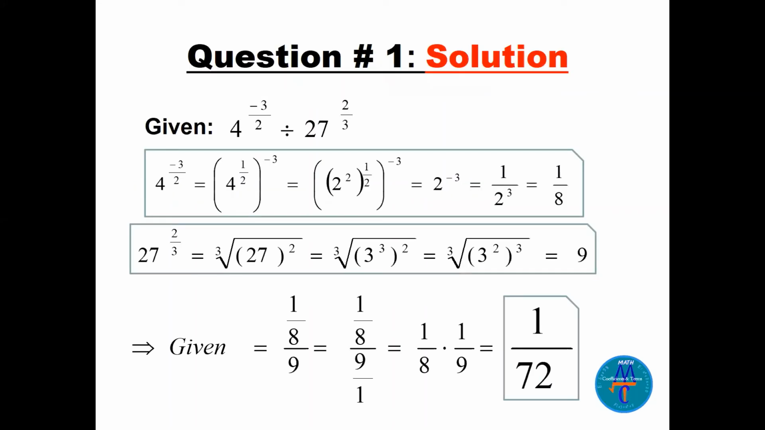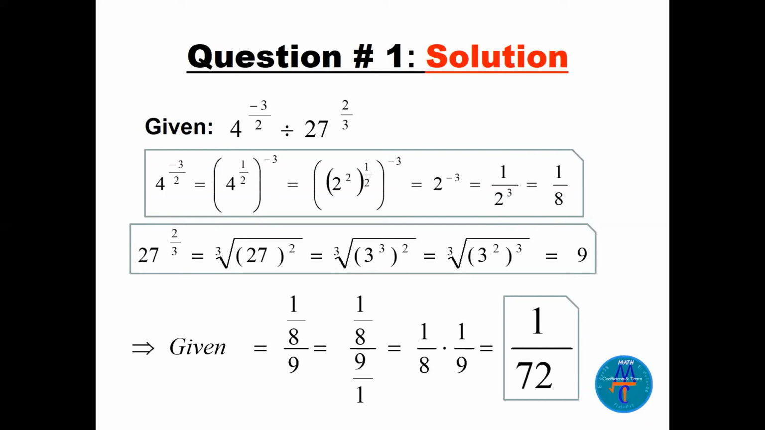So the fraction you should get in the answer, final answer, 1 over 72. Let's see how. 4 to the power minus 3 over 2. So I can write 4 power half, all to the power minus 3. See, 4 power half, this is an easy number. Square root of 4, which is 2. 2 to the power minus 3, 1 over 2 cubed, 1 over 8. Leave it.